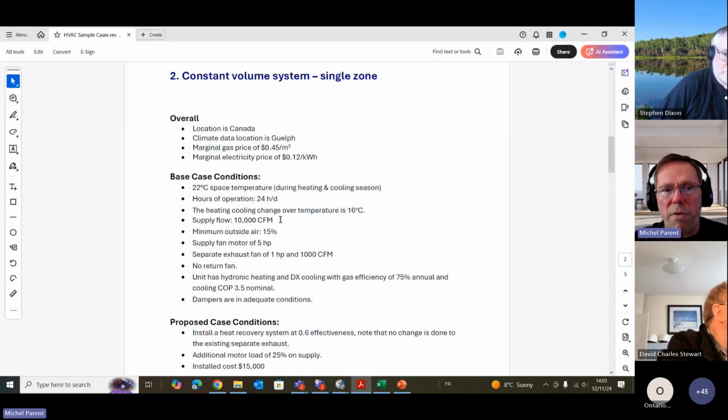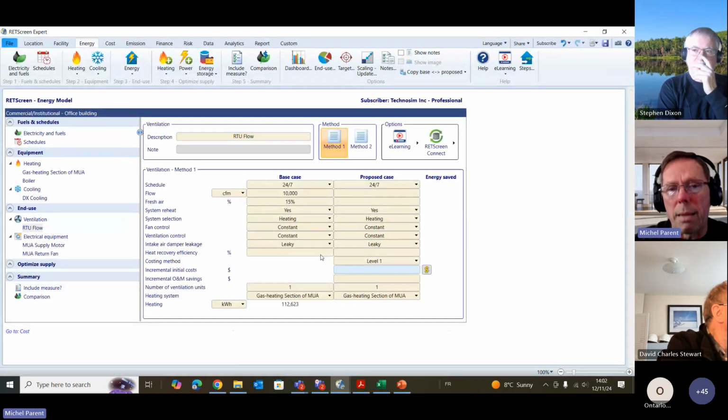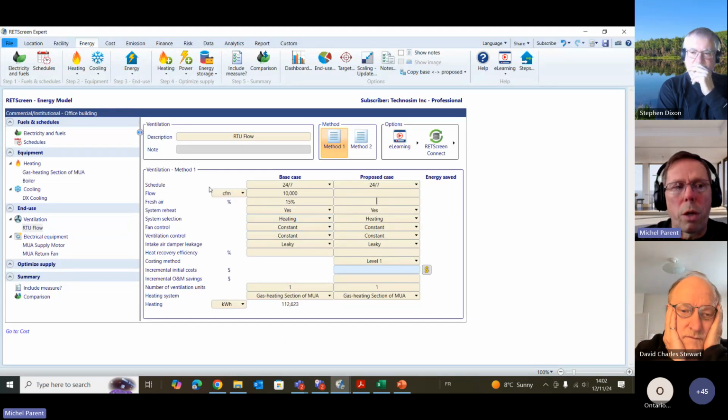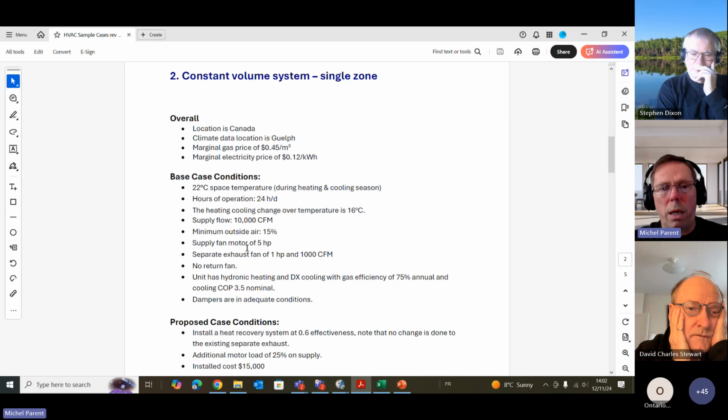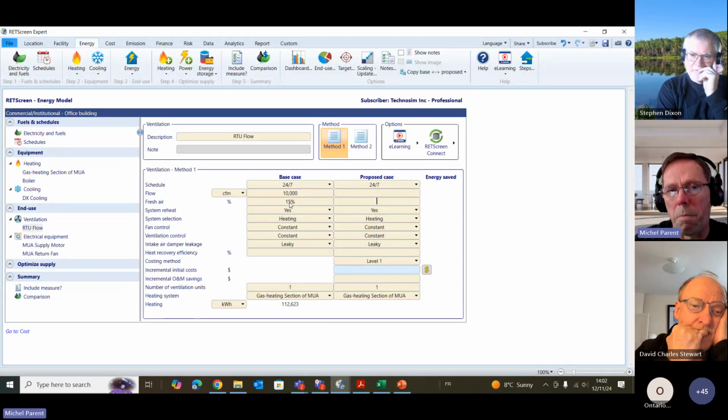Now, if I keep reading, you'll see that I have a separate exhaust, which serves the same area. That's 1,000 CFM, and that's a separate exhaust. Now, that exhaust is not coming back to that rooftop unit. And in RETScreen, the way to define that exhaust, and we will do that later, will be with method 2, and I'm going to enter 1,000 CFM because it says right here, I've got 1,000 CFM of exhaust. So if I enter 15% here, RETScreen is going to say, okay, 15% times 10,000, that's 1,500 CFM.